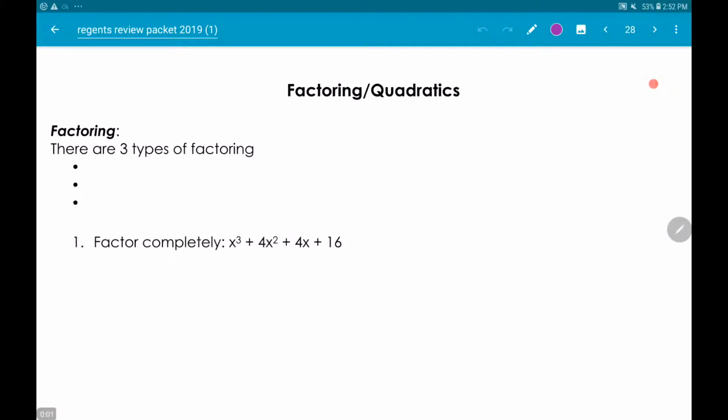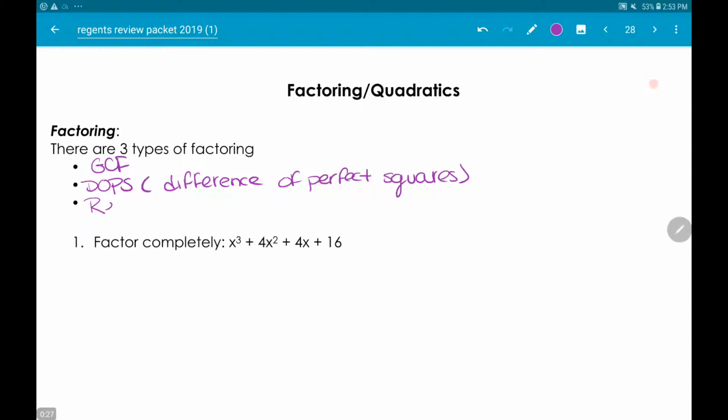Hi guys, so this video is on factoring and the start of quadratics. There are three types of factoring we learned. We learned GCF, or greatest common factor, DOPS, which is difference of perfect squares, and then we learned reverse box or reverse distribution, and that all relates to product sum or trinomials.